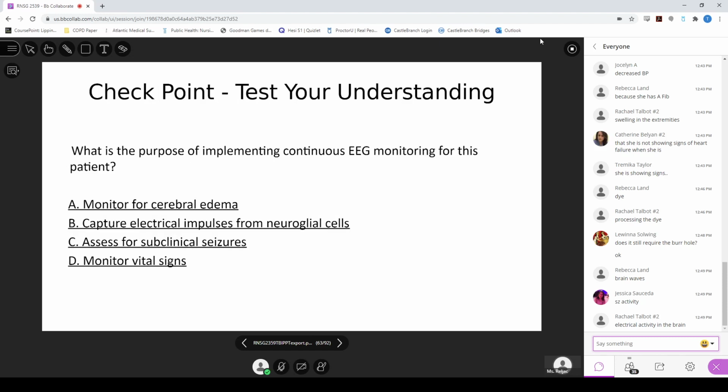So, what is the purpose of implementing the continuous EEG monitoring for this patient after this procedure? So you put it in to monitor their ICP. You drained off the CSF fluid. Why do you want this EEG placed?